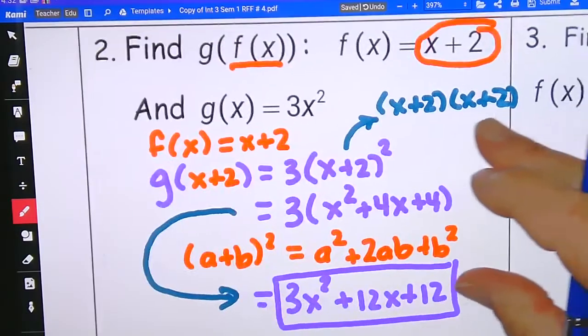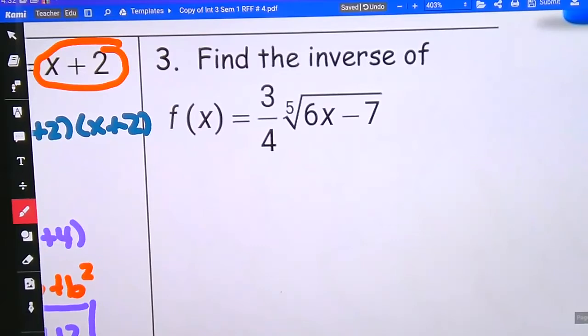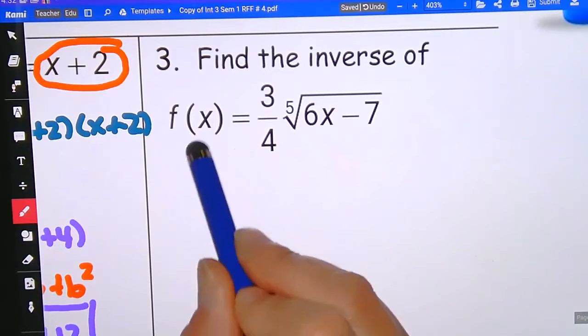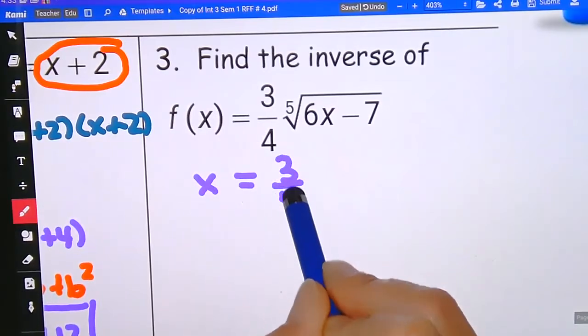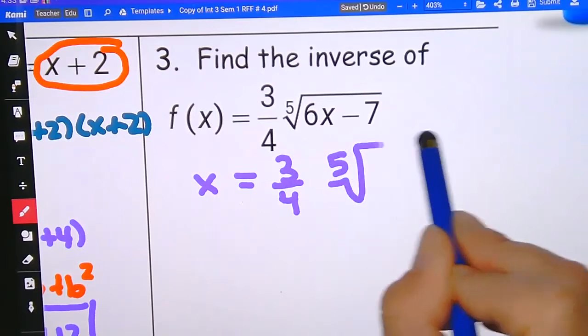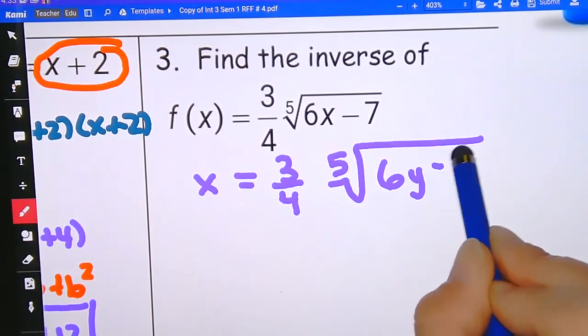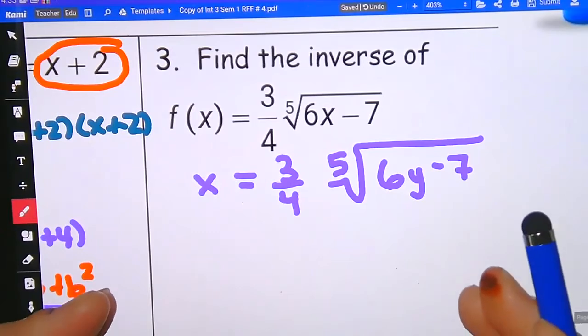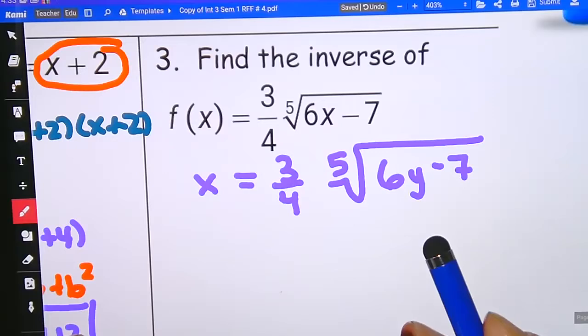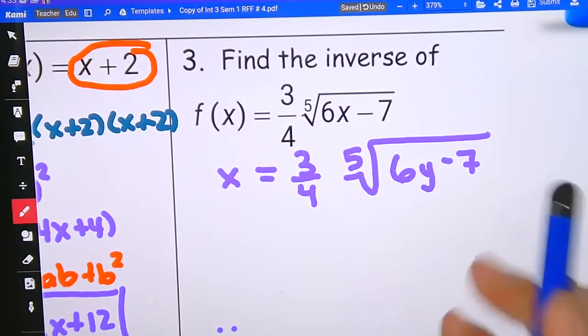On number 3, we want to find the inverse of this. So to find the inverse, we're going to be switching our x and y. So let me first just rewrite it. This is really a y. So this is going to be x equals 3/4 times the 5th root of 6y minus 7. And this is what we're going to try to get to be y equals.